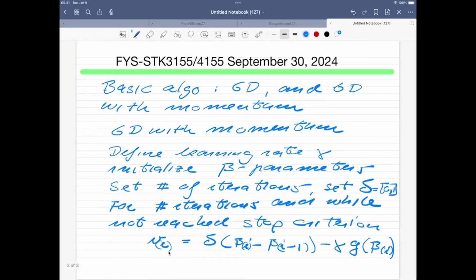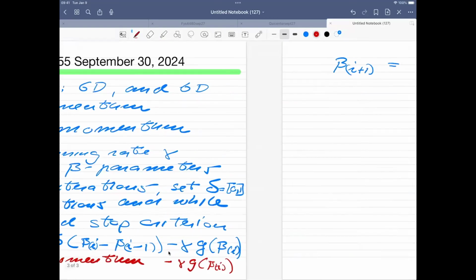So v_i is an intermediate step. And if we don't have momentum added, so with no momentum, then this v_i is just minus gamma times the gradient at beta_i. So if we don't add momentum, or just put this delta equal to 0, then we have a simpler expression.